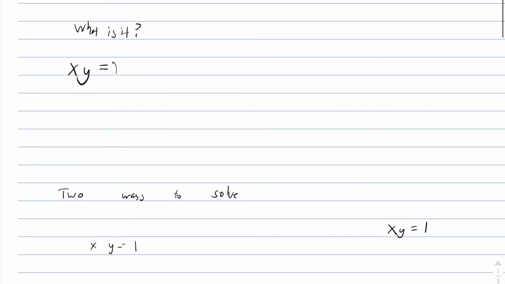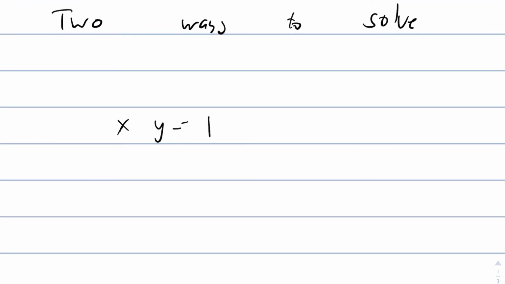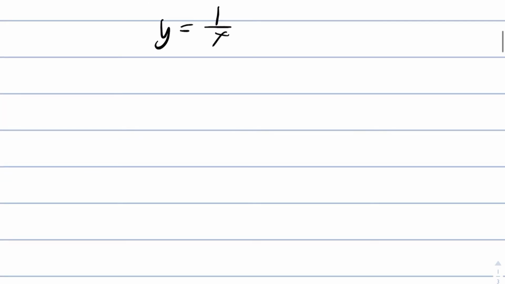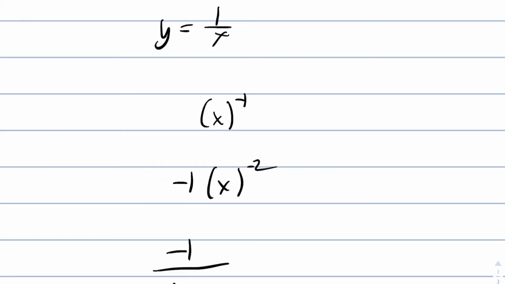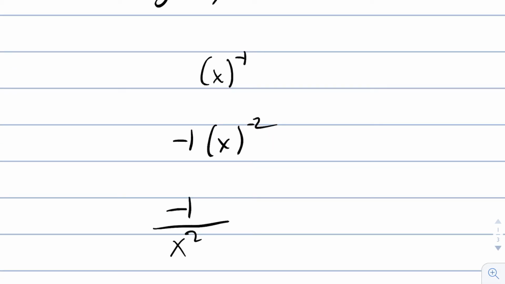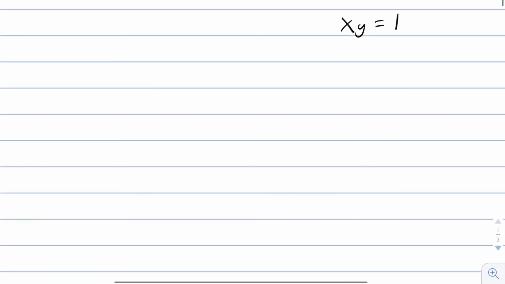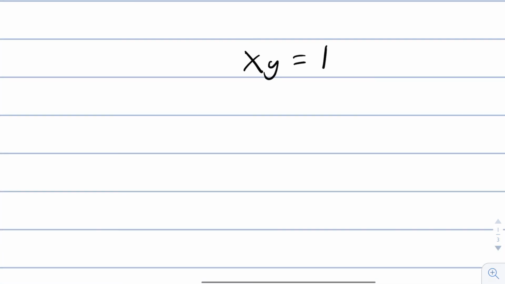Alright, there are two ways to solve. One of them is the way that I just showed you. You just divide by x. y equals 1 over x. Derive that, so x to the -1, -1 x to the -2, so that's just -1 over x squared. That's y prime. But if we're feeling lazy and not like juggling that around, here's another way.